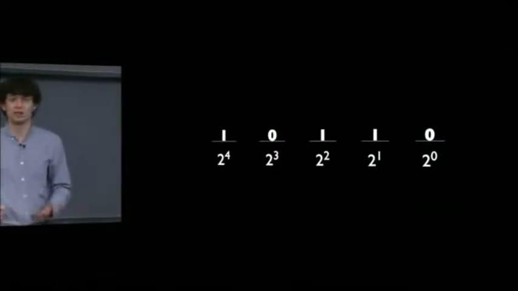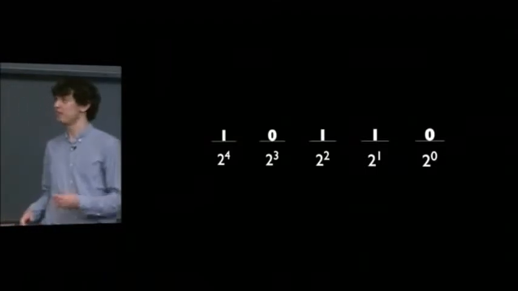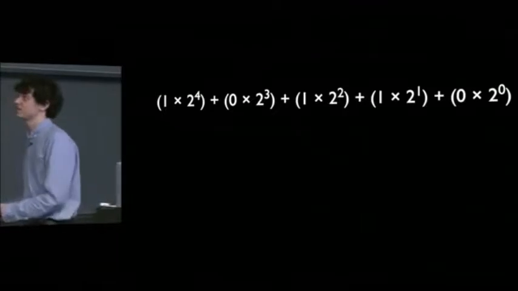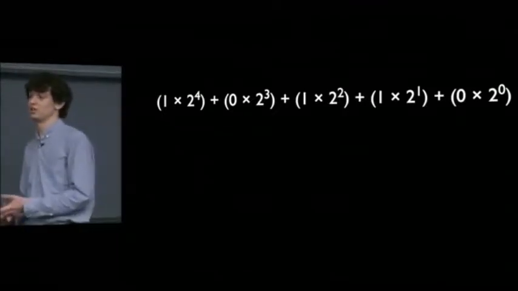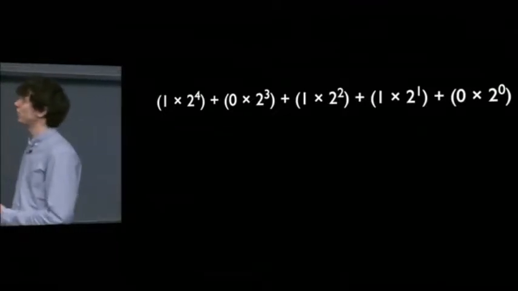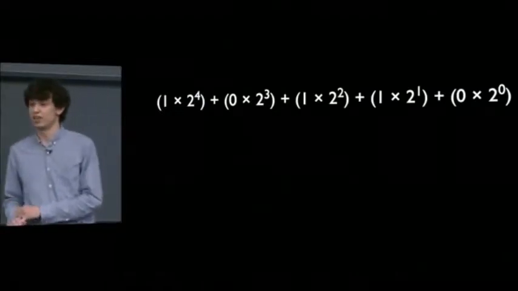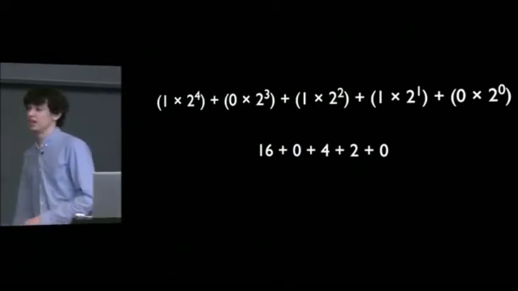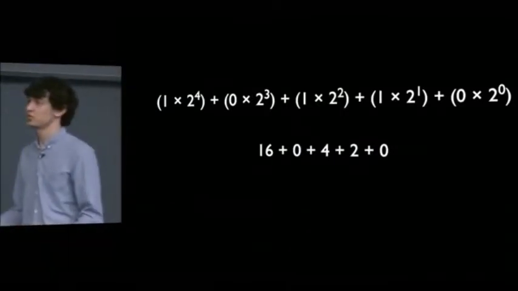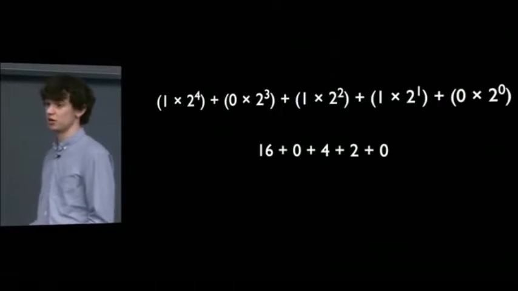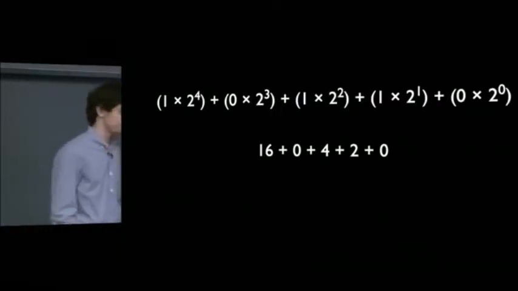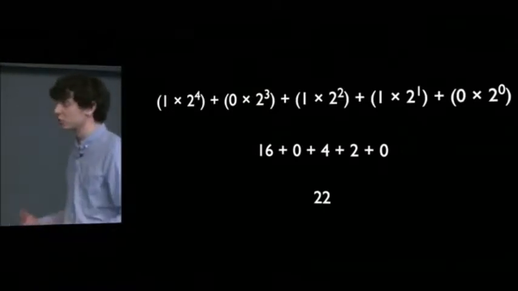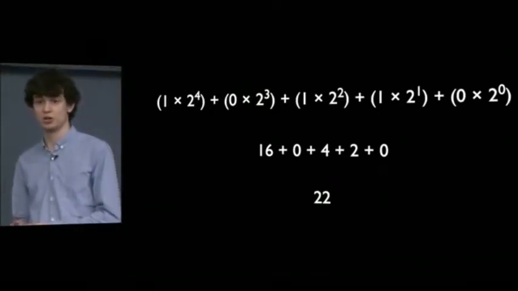Now it's time for me to convert this sequence of bits to a number. To do that, all I say is this. I have a 16. I don't have any 8s. I have a 4. I have a 2. And I don't have any 1s. So this is the same as saying this. I have 16 plus 0 plus 4 plus 2 plus 0. So if we add this all up, we get the number 22. So that means that that series of zeros and ones represented a 22.